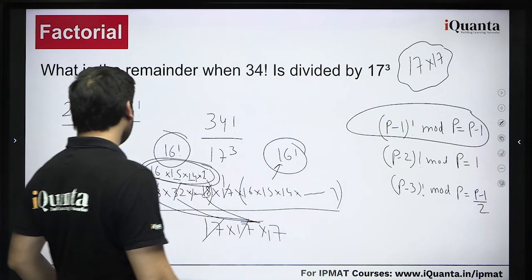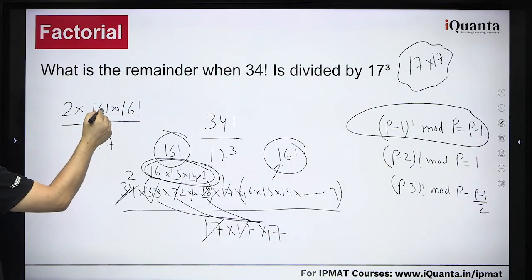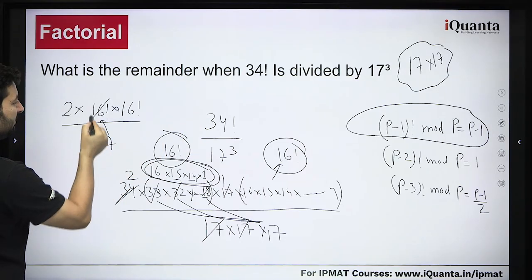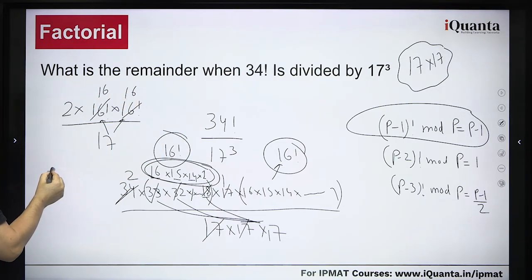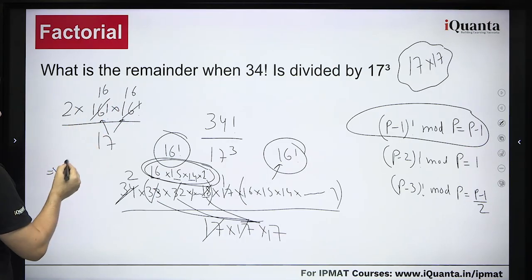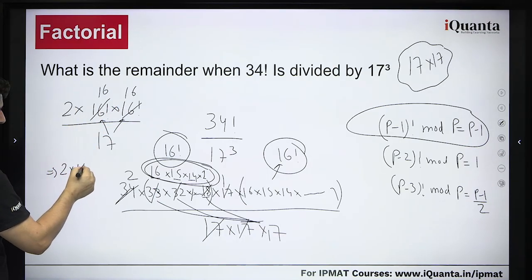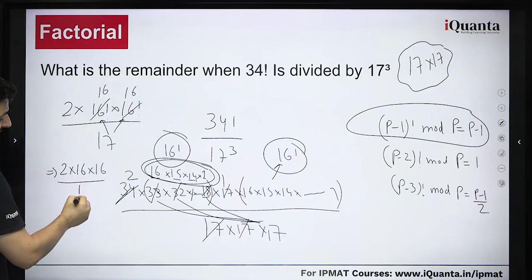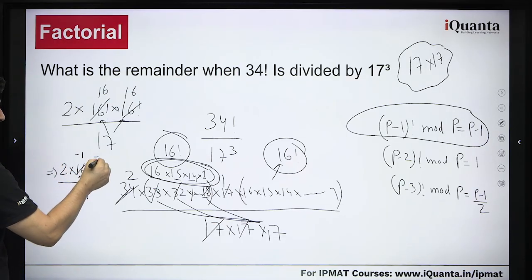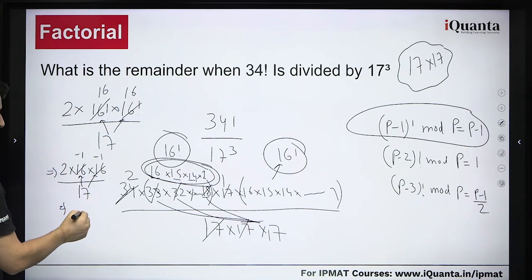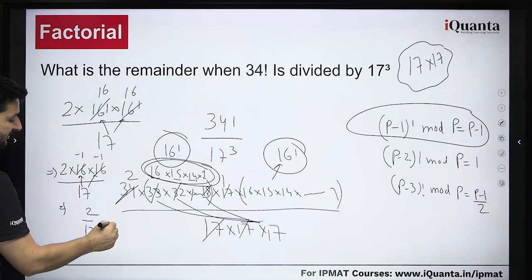Yes or no? So 17 divides 16 factorial, remainder will be p minus 1. That means 17 minus 1, 16. This will also give 16. What do I finally get? 2 into 16 into 16 divided by 17. 17 divides 16, remainder is minus 1. 17 divides 16, remainder is minus 1. So 2 into minus 1 is 2 divided by 17. 2 divided by 17, remainder is 2.